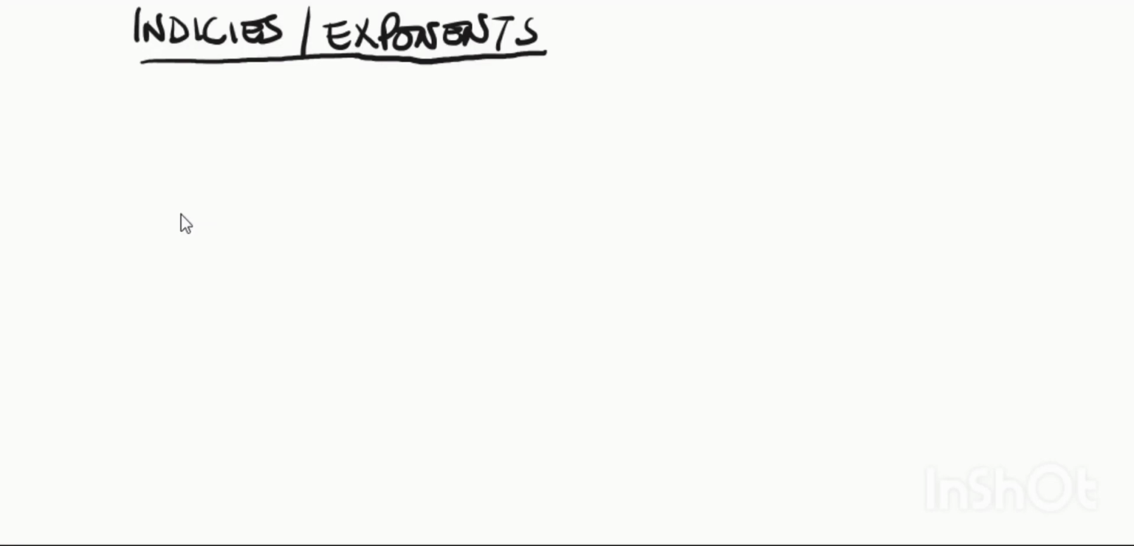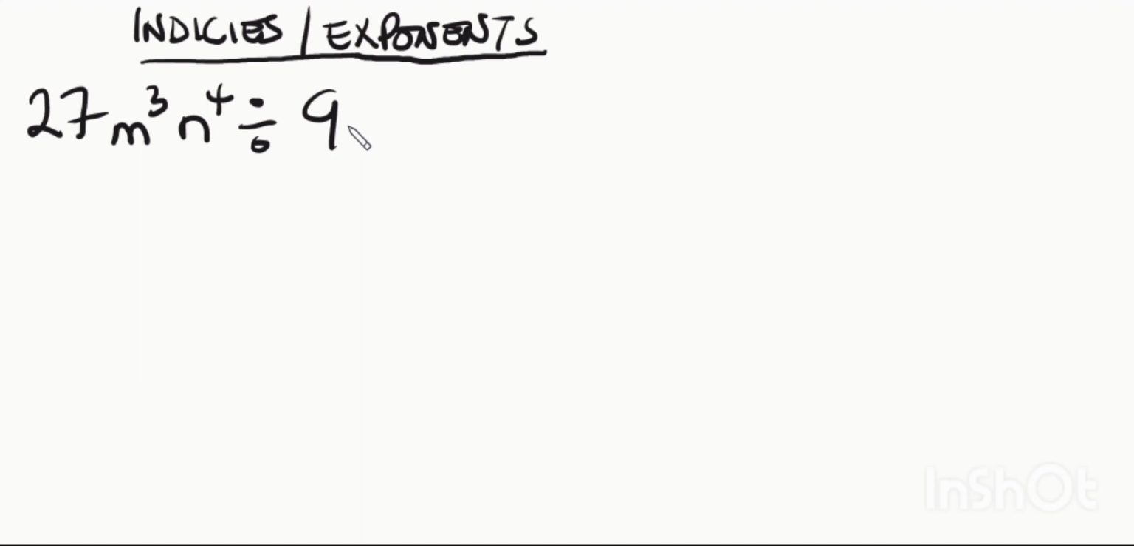Okay, today we're going to solve, like I stated in the previous video, problems where the bases of the index numbers are not the same. So we have 27 m raised to the power 3 n raised to the power 4 divided by 9 m raised to the power 2 n raised to the power 3. We want to solve this problem now, and we want to use the laws of indices to solve.